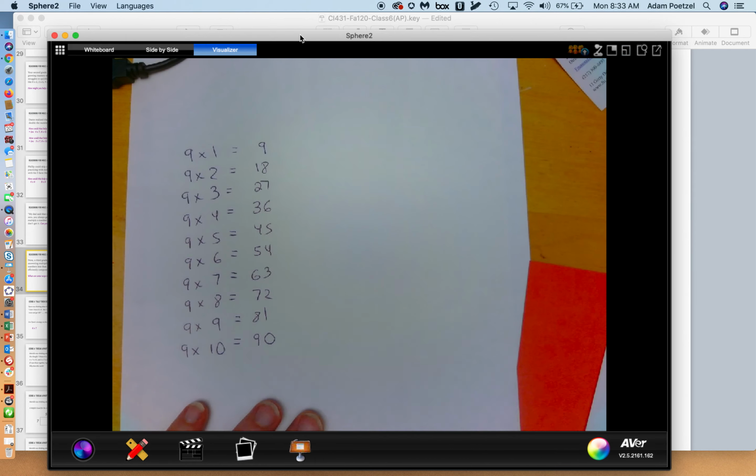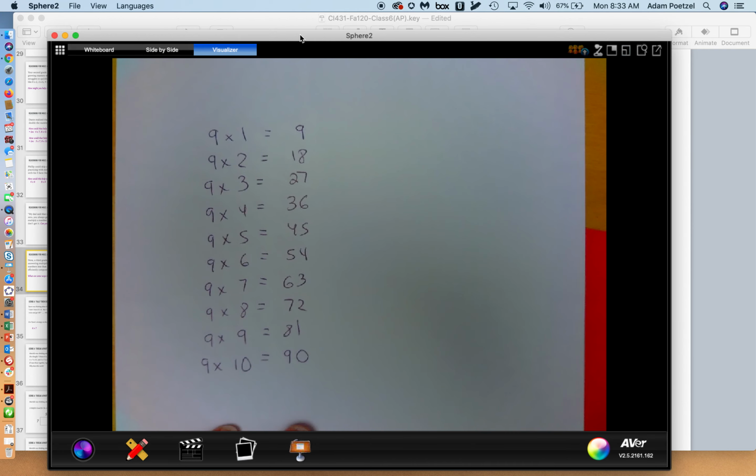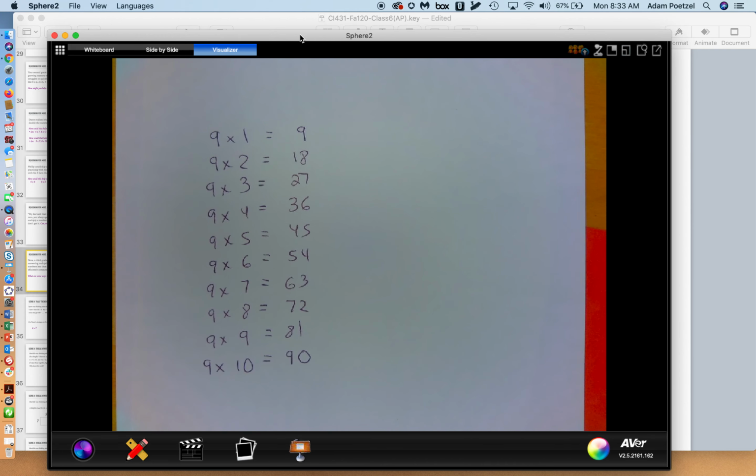So pause for a moment. What patterns do you see? What are some things that you see when looking at all the 9 facts in a row? Pause the video just for a second and take a look.